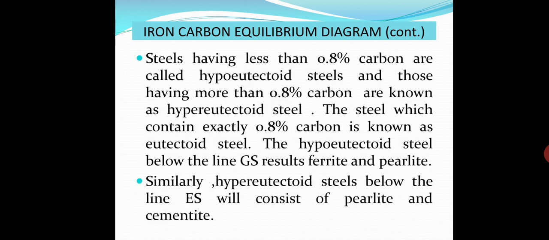And steel having less than 0.8% carbon is called hypoeutectoid steel, and this results in ferrite and pearlite, and above 0.8% is known as hypereutectoid steel, which results in pearlite and cementite. So in the next video I will discuss how to draw this iron carbon diagram. Just to clarify, it is already covered.